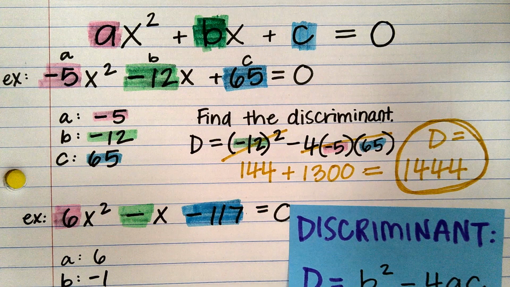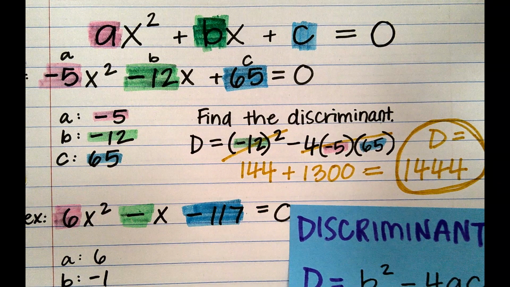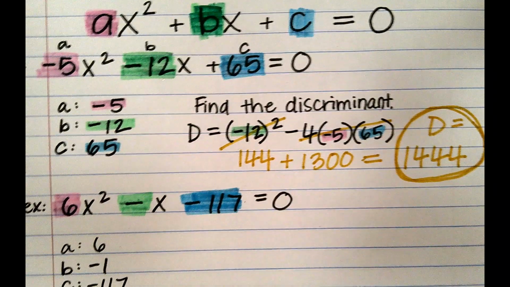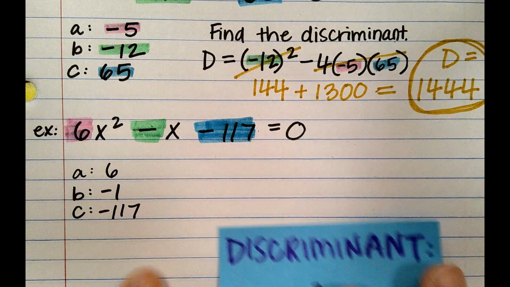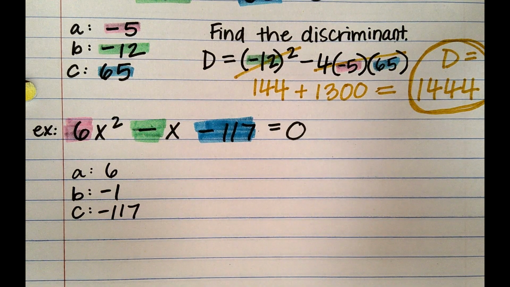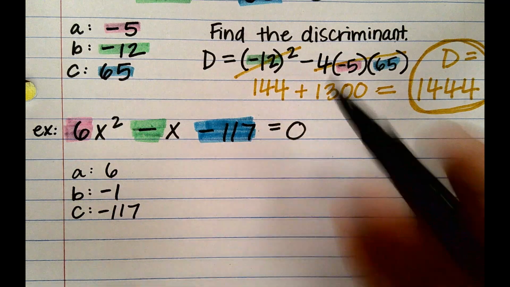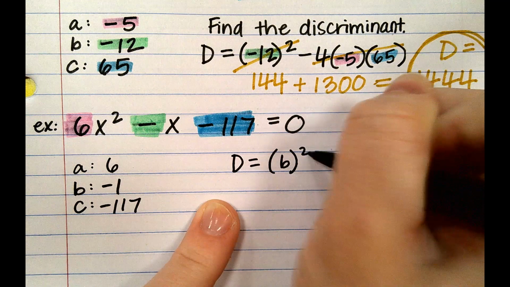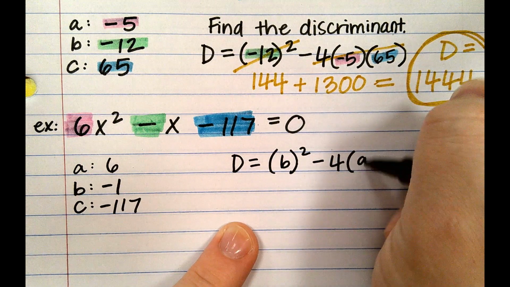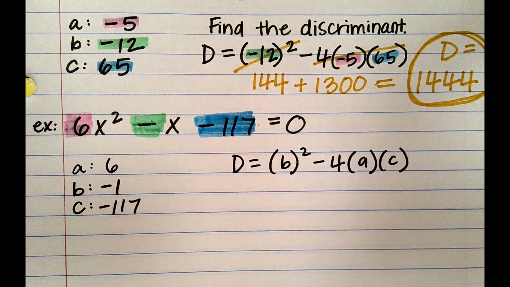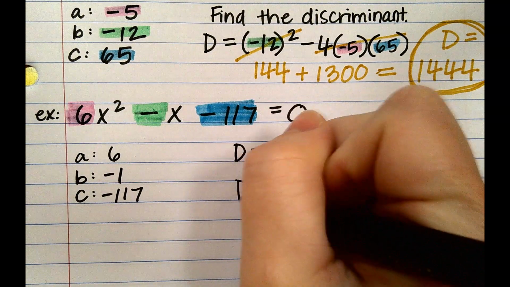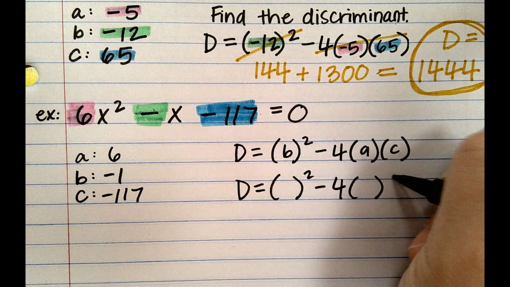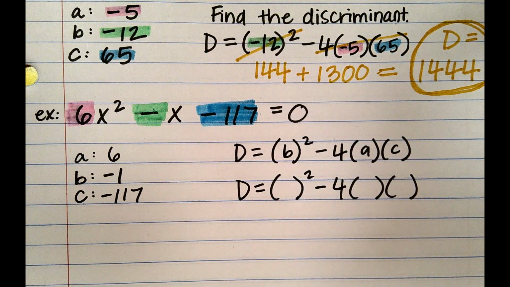So I have found my discriminant. So let's practice that one more time with the next problem. And we're going to use that discriminant formula again, b squared minus 4ac. And this time I'm just going to write it right here. D equals b squared minus 4 times a times c. Now, b equals, I'll write it without the letters so that I have blanks to plug into. Just like this.